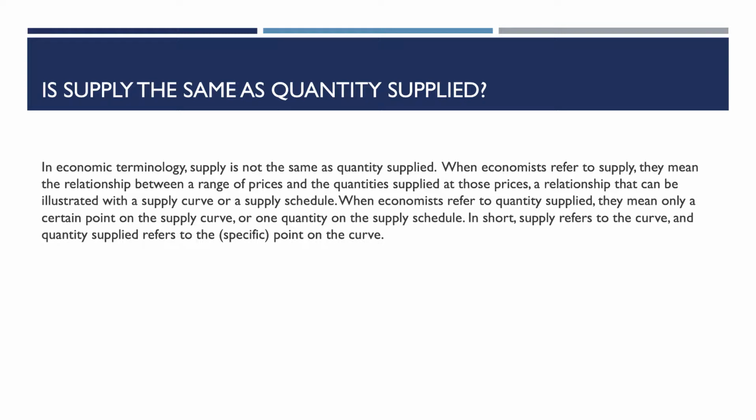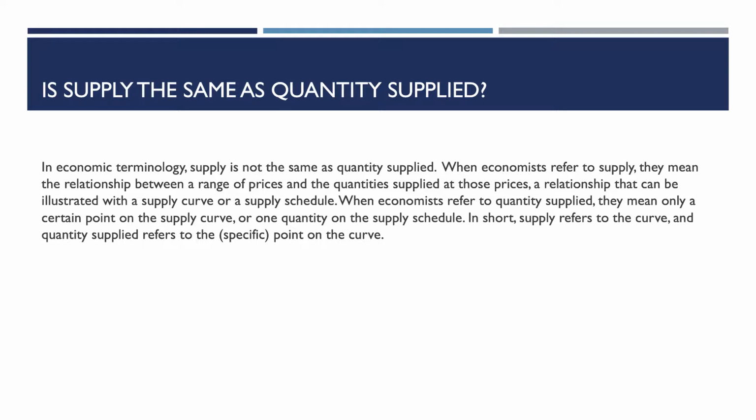Now the question is, is supply the same as quantity supplied? In economic terminology, supply is not the same as quantity supplied. When economists refer to supply, they mean the relationship between a range of prices and the quantity supplied at those prices, a relationship that can be illustrated with a supply curve or supply schedule. When economists refer to quantity supplied, they mean only a certain point on the supply curve, or one quantity on the supply curve. In short, supply refers to the curve and quantity supplied refers to the specific point on the curve.